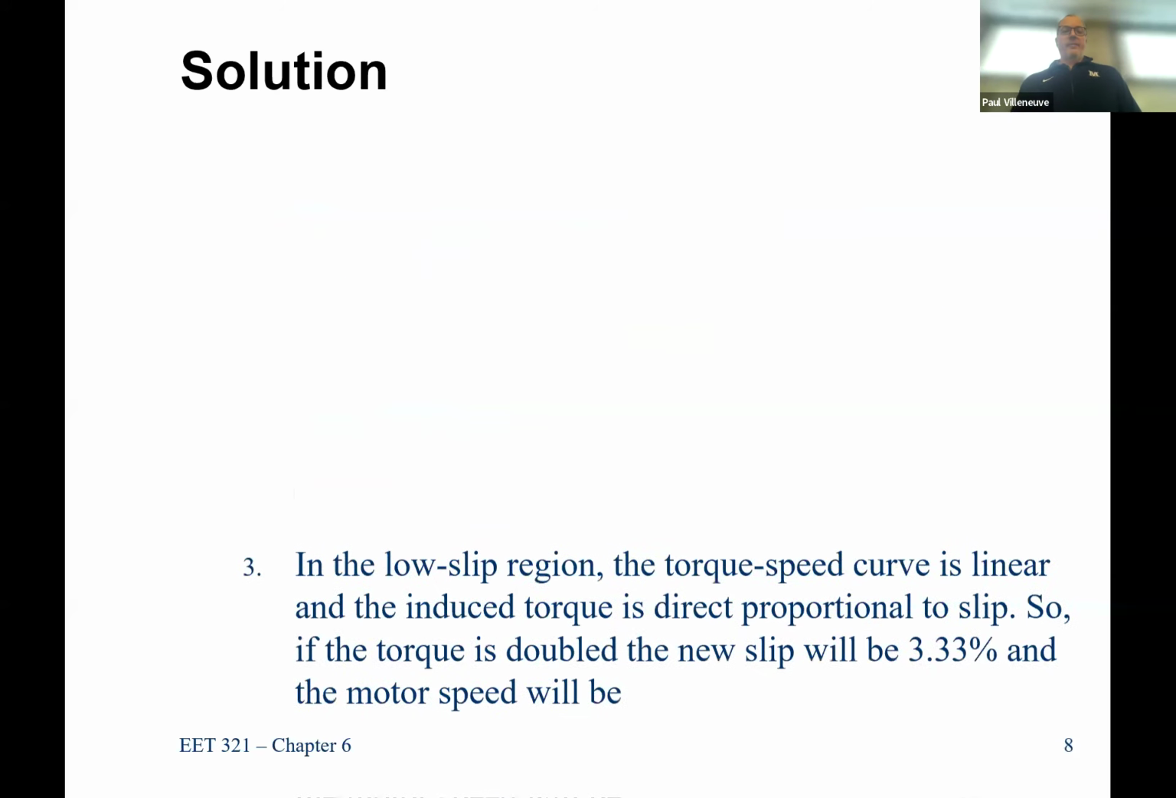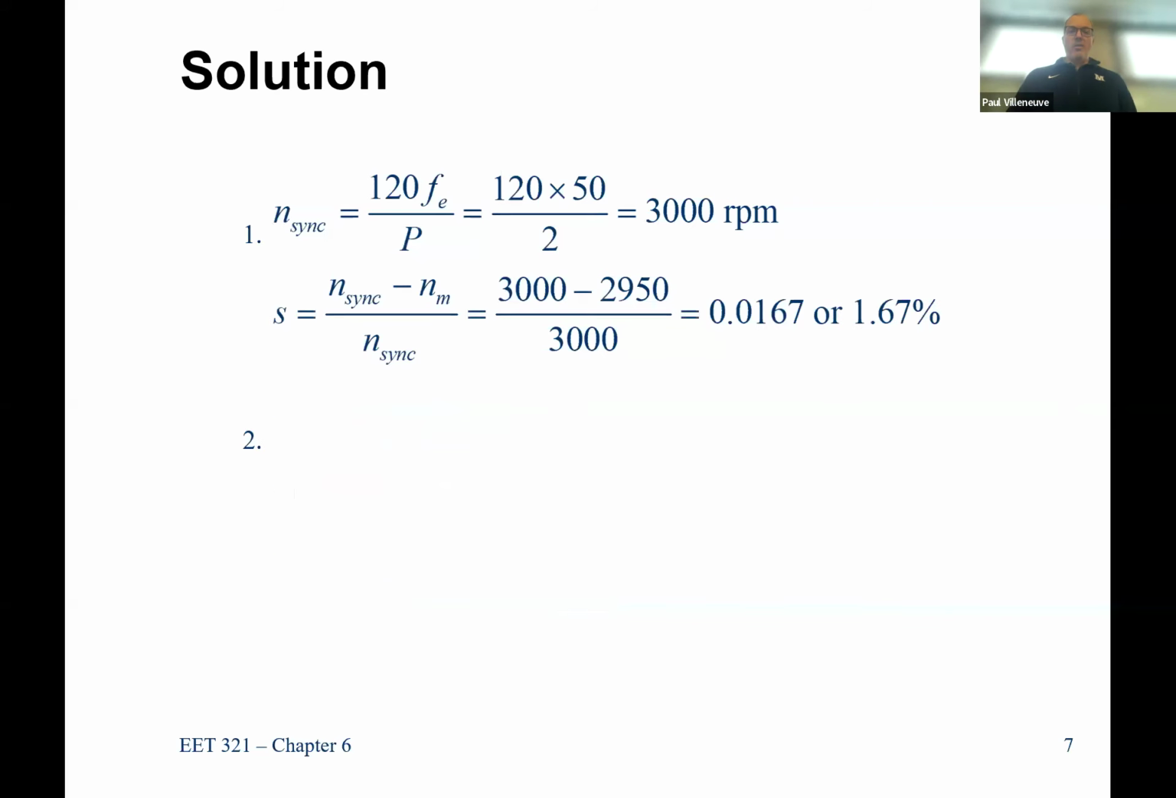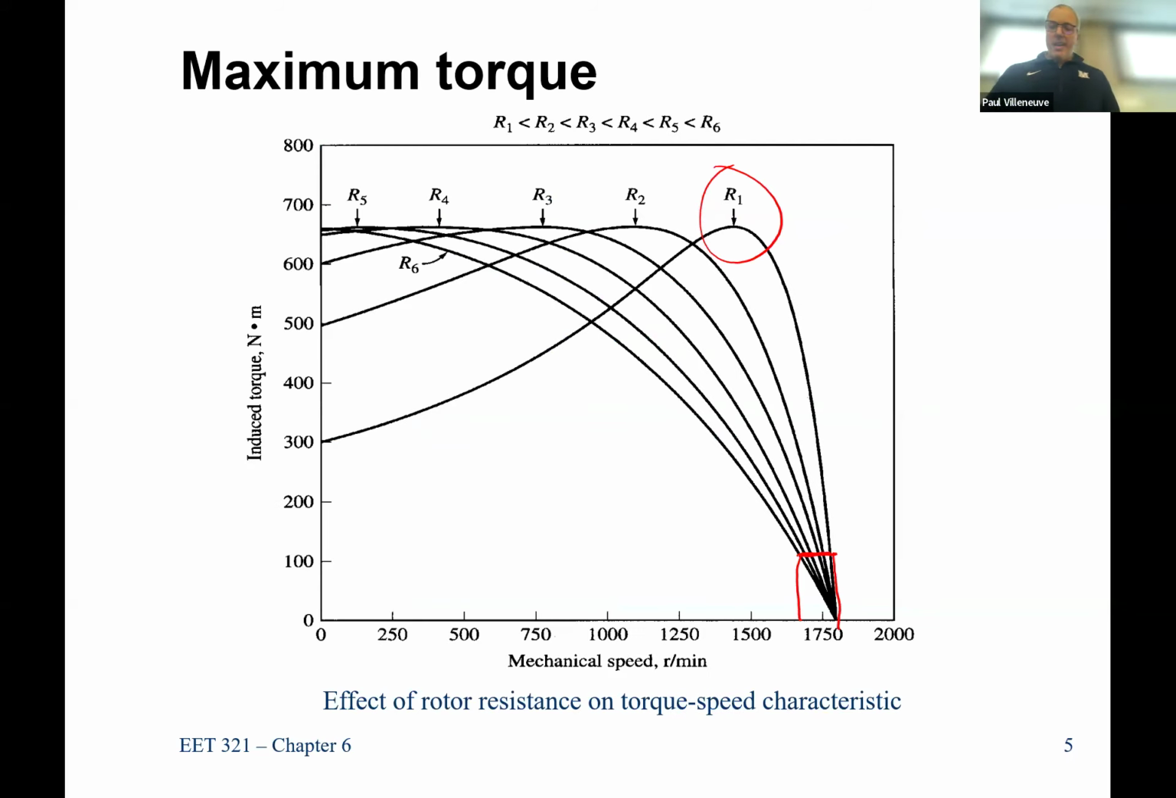All right, so what happens in that case where we double the torque? Well, we have to kind of go back to the curve. And this is a bit of an approximation. We're going to assume that this is a very linear area, and that the slope of this line is essentially a 1-to-1 ratio. So if you double the torque, you're going to double the slip. Okay? You double the torque, you double the slip.